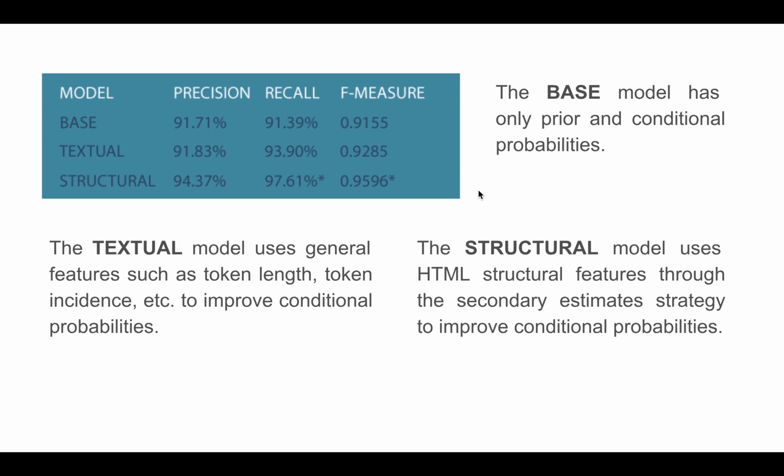In the first experiment, we compared 3 different models. The base model has only prior and conditional probabilities. The textual model uses general features such as token length, token incidence, etc. to improve conditional probabilities. And the structural model uses HTML structural features through the secondary estimate strategy to improve conditional probabilities. An asterisk in the table shows metrics that showed a statistically significant improvement relative to the base model. So we can see that the secondary estimate strategy was very successful in improving the model.